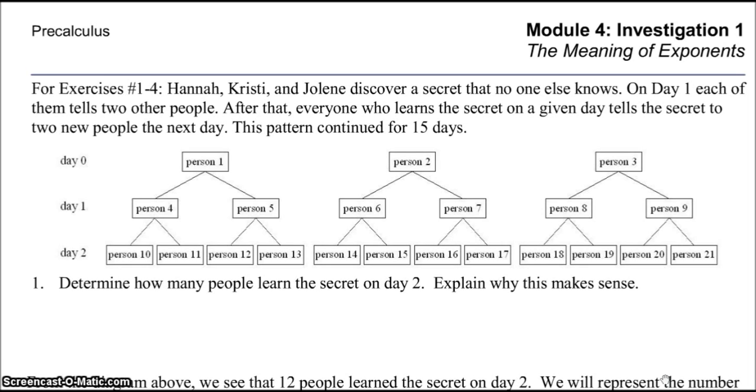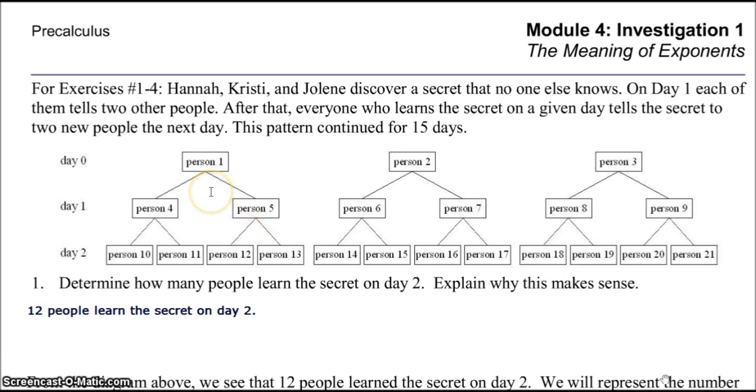Determine how many people learned the secret on day 2. Explain why this makes sense. We can clearly see from the diagram that there are 1, 2, 3, 4, 5, 6, 7, 8, 9, 10, 11, 12 people who learned the secret on day 2. But we need to explain why this makes sense.